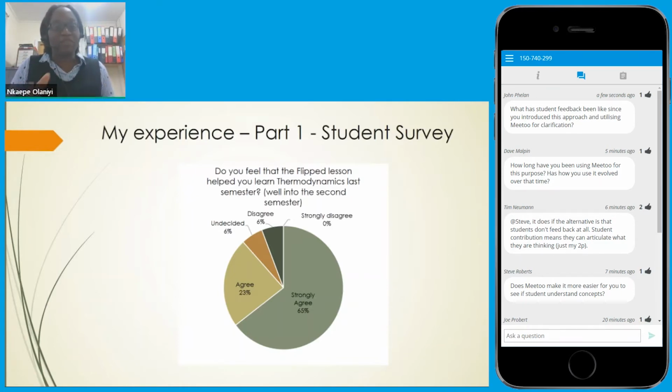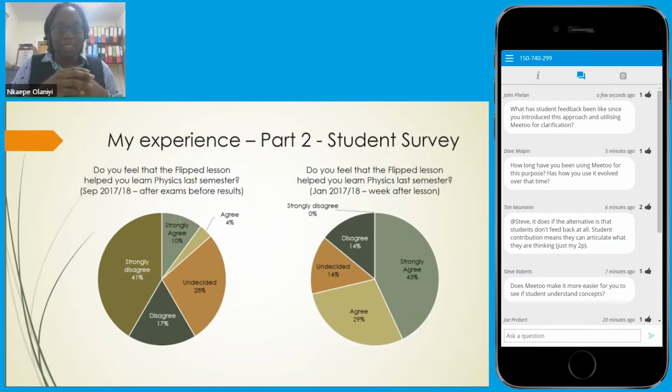So I asked them if they felt they learned thermodynamics well from that flipped lesson. And as you can see, most of them strongly agreed that yes, it was a very good thing. In fact, altogether, we have got almost 90% of them saying they agree that it was a good way to learn thermodynamics.